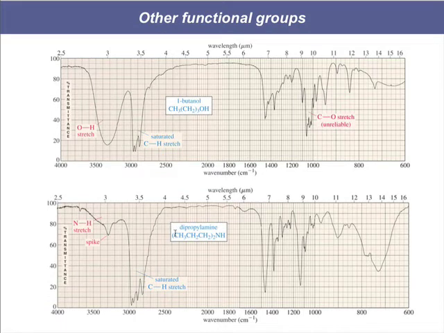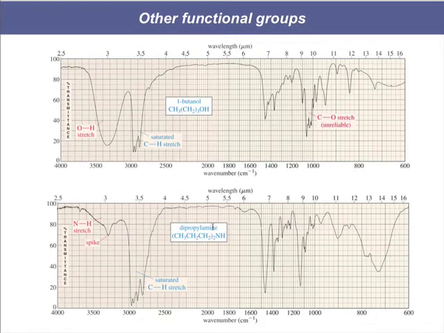Here's dipropylamine, two propyl groups on a nitrogen. Again, we've got the normal alkane signals from our propyl groups, so we'll see our saturated CH stretches around 3000. We see kind of the same thing going on in the fingerprint region. Notice that we have a CO-looking stretch, again, here at around 1000 to 1100.